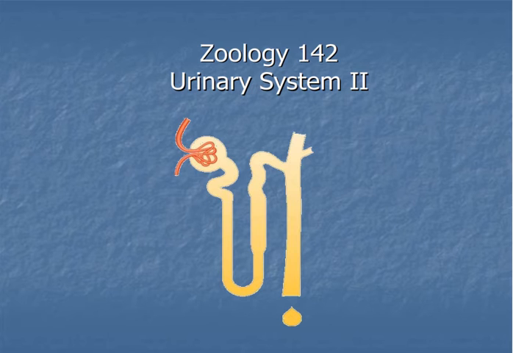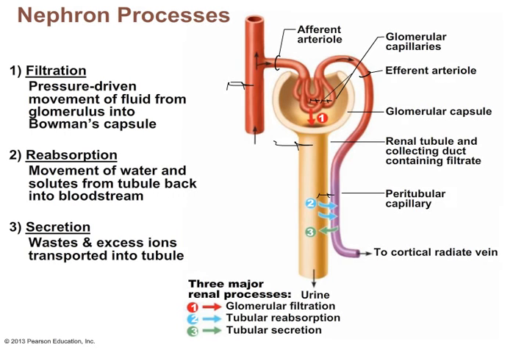Okay, welcome back to Zoology 142 Online. This is part 2 of our lecture on the urinary system. Now, you should remember from last time that nephrons are the functional unit of the kidneys, and they're basically the ones that are helping us to remove waste products from the blood, but also conserve things that we want to hold on to, for example, water, glucose, and things like that. And so the nephrons have three different processes that they go through.